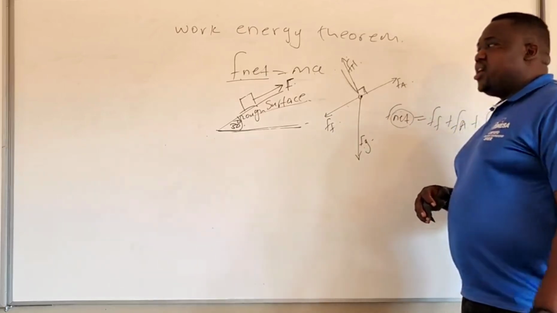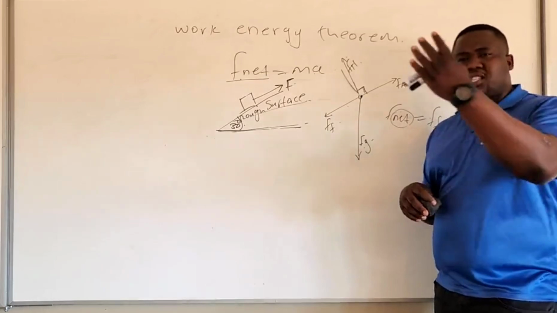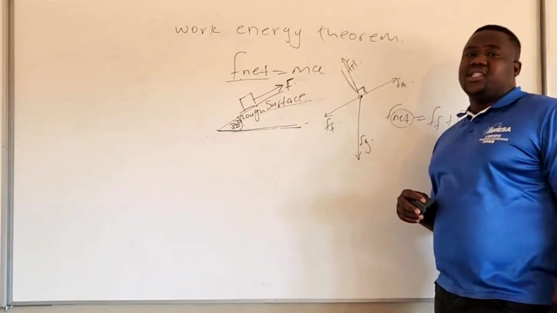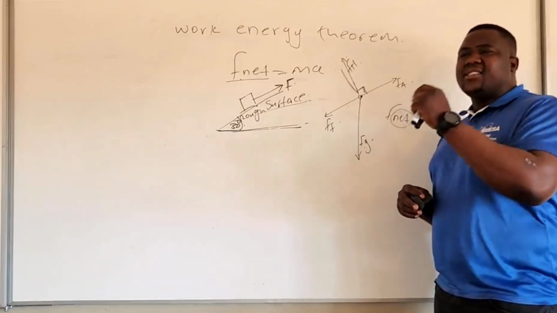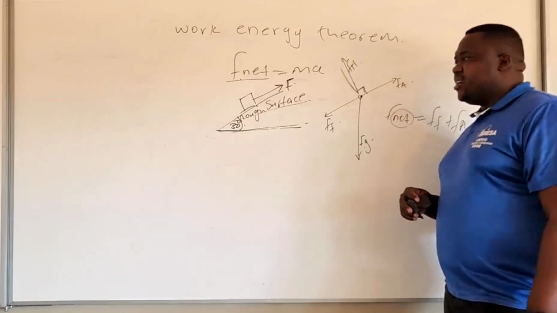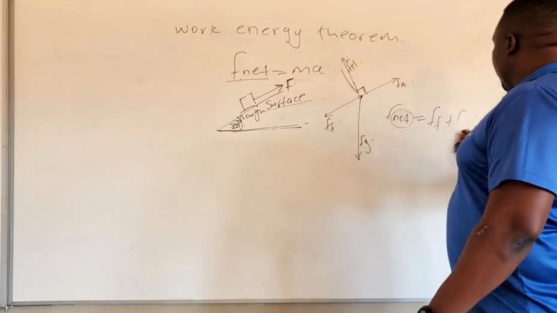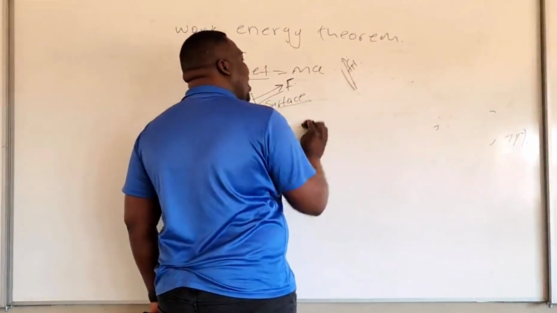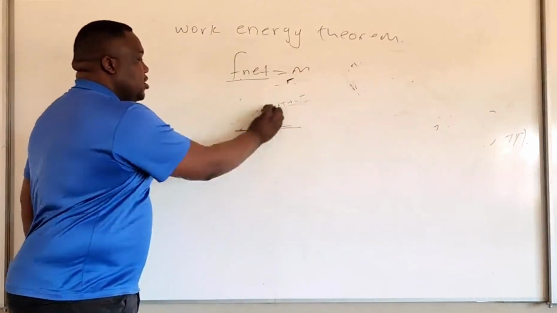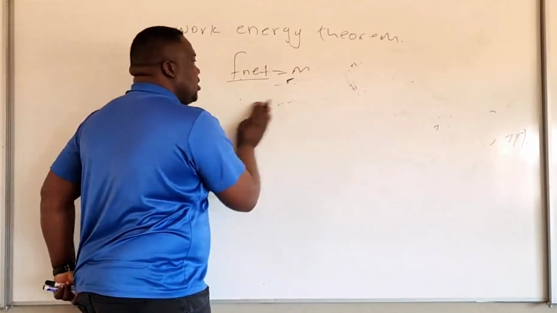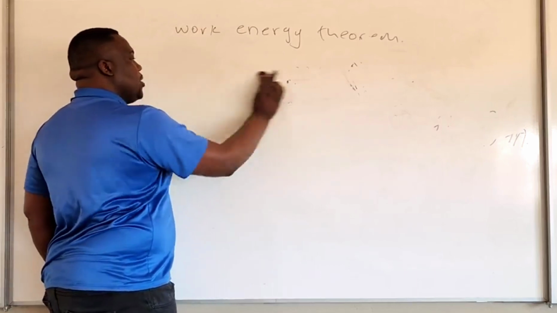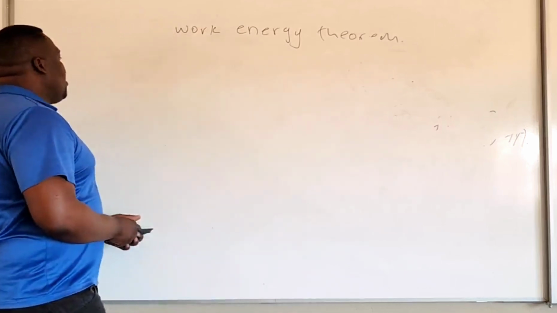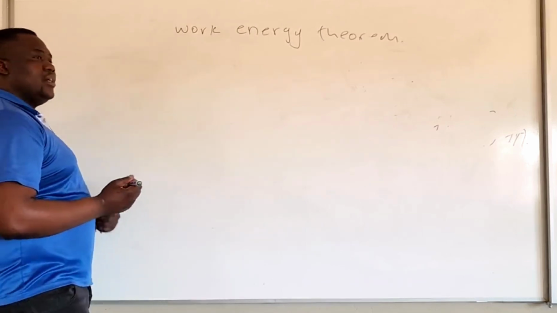It means that if there is only one force acting on an object, then F net is equal to that one force, because F net is the sum of all the forces that are acting on an object. Let me give you another example while I'm explaining what F net is, so that we can go and explain work net, because work net is coming from F net.